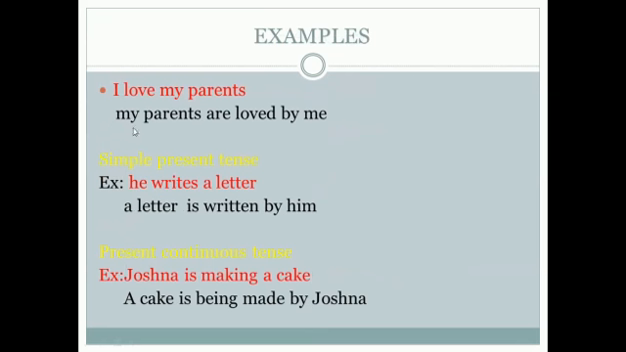So examples. I love my parents. My parents are loved by me. So I love my parents is simple present tense. So are is nothing but present. So my parents are loved is nothing but V3 form. So my parents are loved by me.